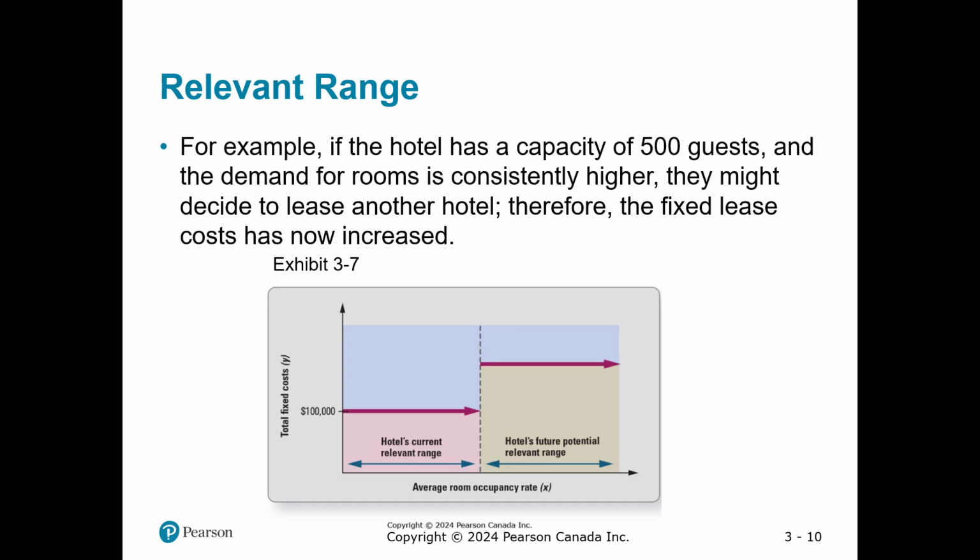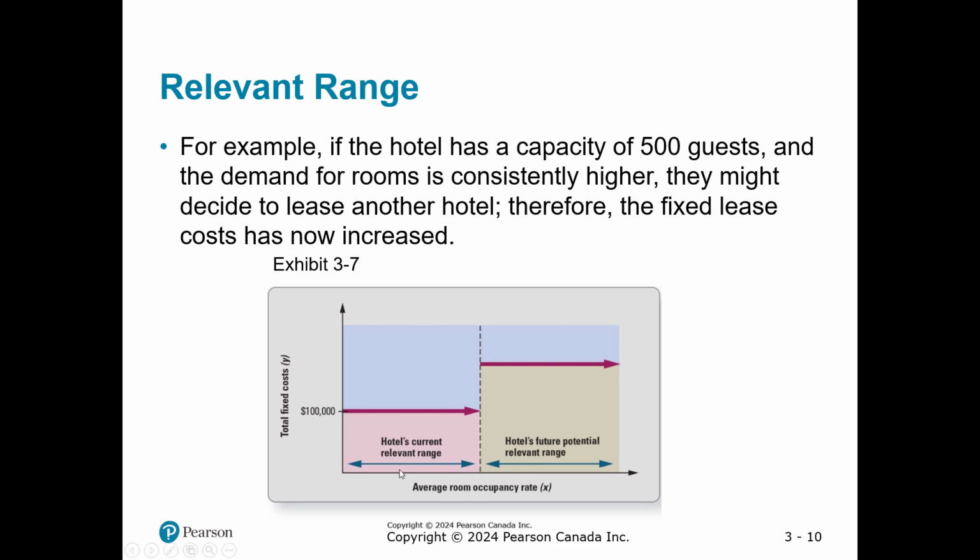We might decide to lease another hotel. So that first hotel, it's $100,000 the whole time, up to 500 guests. Now, I want my capacity to increase, and I'm going to rent another hotel, and that other hotel is going to have like 350 rooms. Well, in that case, I'm going to go up, and now I'm not only paying that 100,000, I'm probably paying 150,000 or 170,000. So now this is the relevant range if I have above 501 guests.